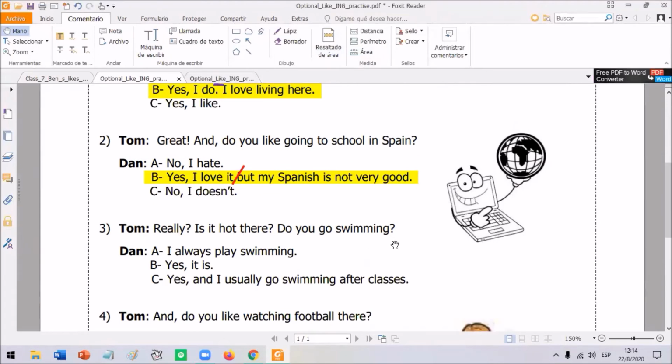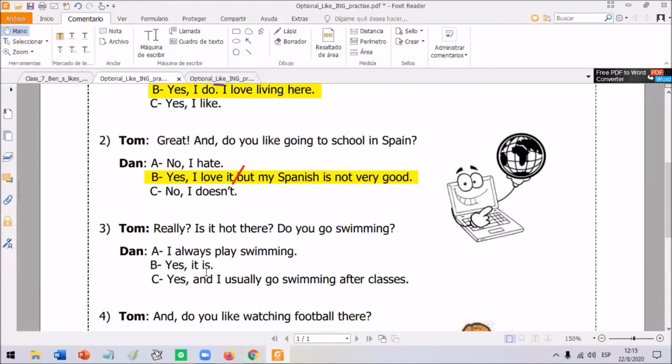Perfect. Really? Is it hot there? Do you go swimming? Ok, ojo que le hizo dos preguntas. Is it hot there? Do you go swimming? Veamos las respuestas. I always play swimming. No me gusta mucho, ¿no? Hay dos problemas que veo acá. Primero, play. Nosotros sabemos que con la acción swimming es go y no play. We go swimming. ¿Ok? Y estaría respondiendo solamente a una de las preguntas que le hicieron, y no a la primera. Entonces veamos la siguiente.